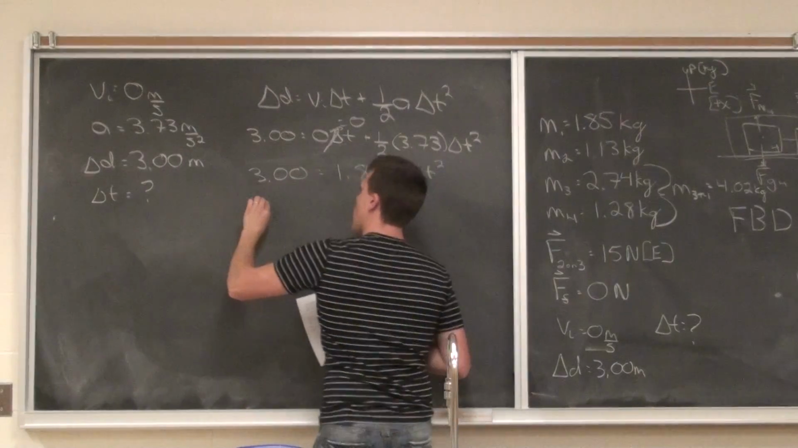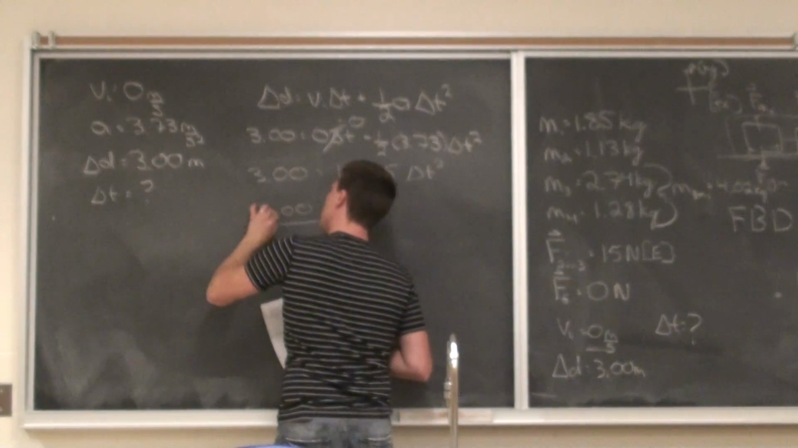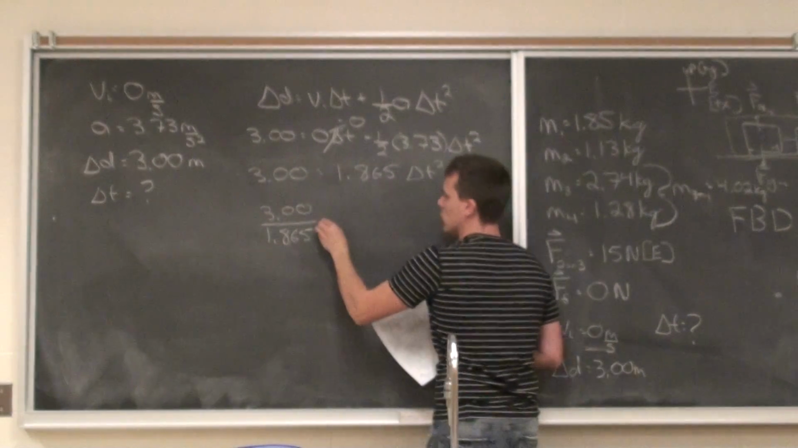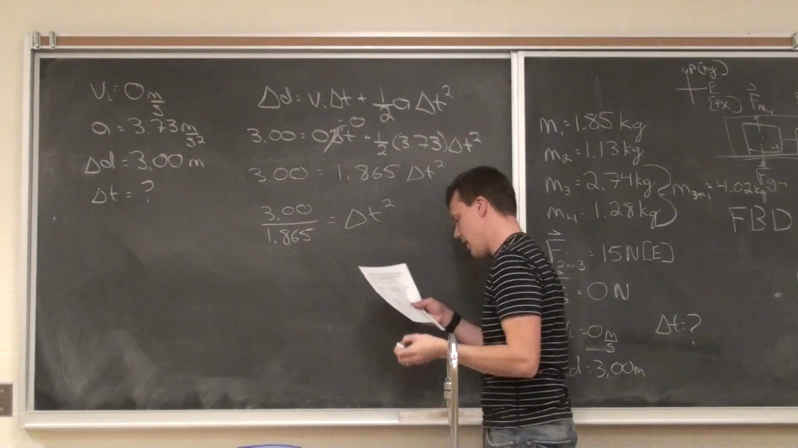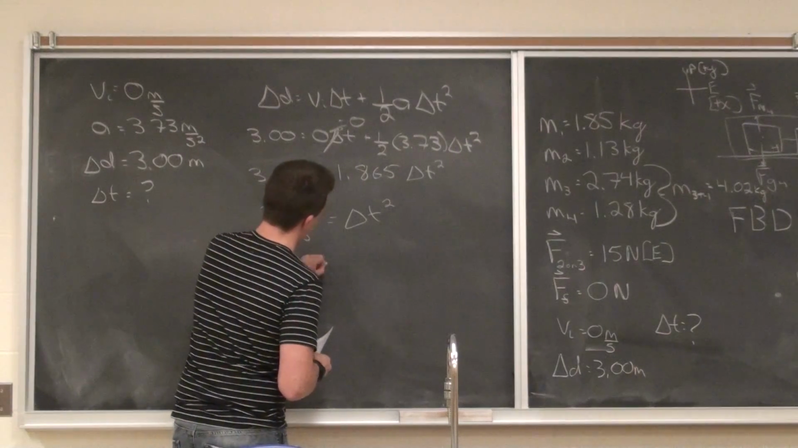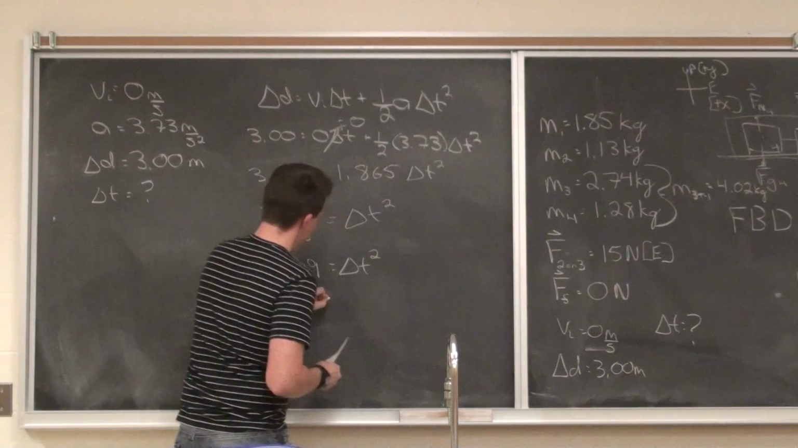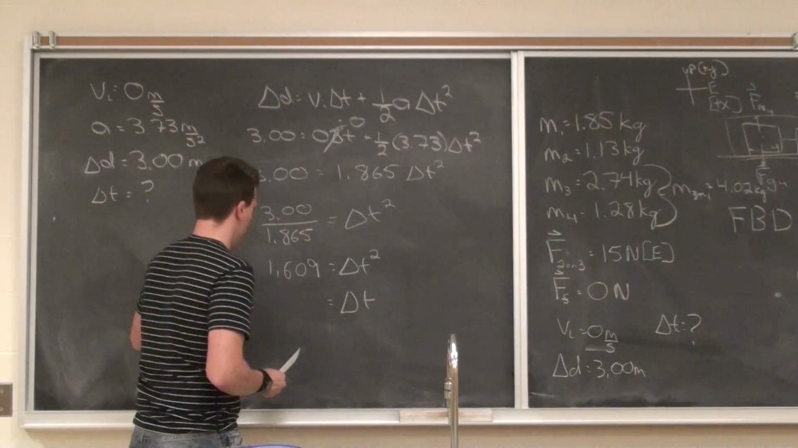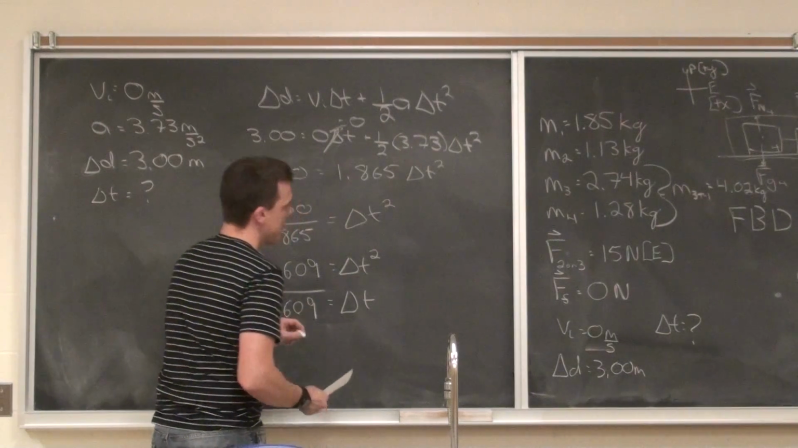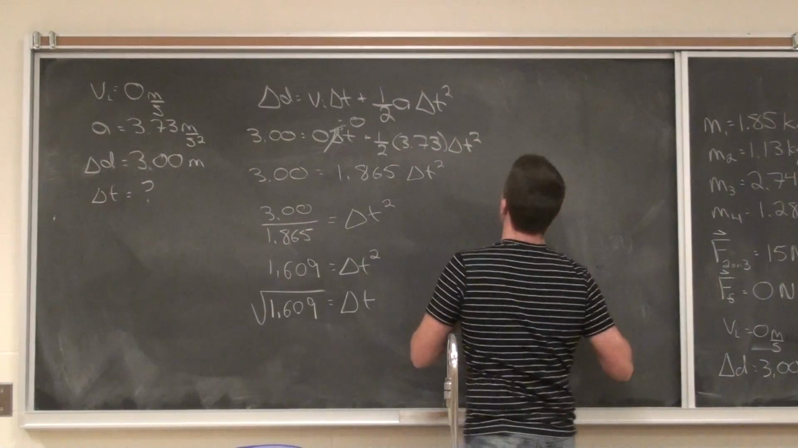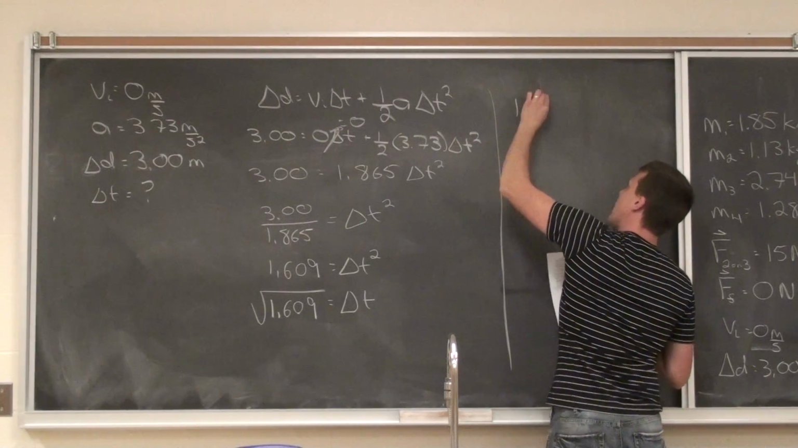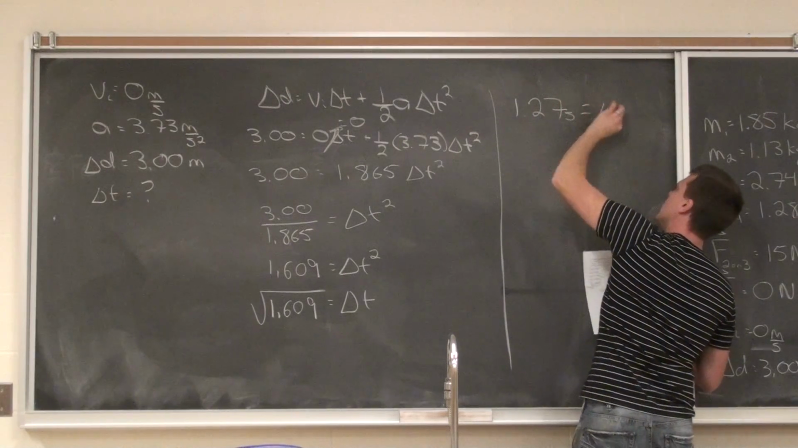I then will take 3.00 and divide it by 1.865, and that will be equal to t squared. After getting that, I get 1.609, again keeping that extra digit, t squared. So t will be equal to the square root. Just to get rid of a squared, I take the opposite, the square root of 1.609. And I'll just come up here to finish it. So I get 1.27 seconds equal to delta t.